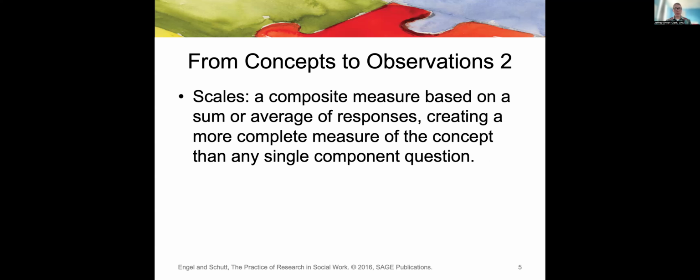And so, as I suggest here, we use scales. This is a measure, say on a sum or an average of responses to a series of questions or statements that they respond to. And so that then creates a measure.